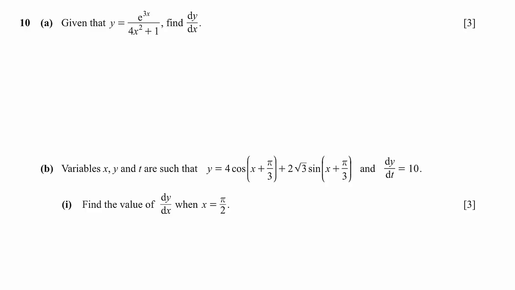Given that y is e to the 3x divided by 4x squared plus 1, we want to find dy/dx. So we want to differentiate, and this is a quotient. So what I'm going to do is let u be equal to e to the 3x, and v be 4x squared plus 1.